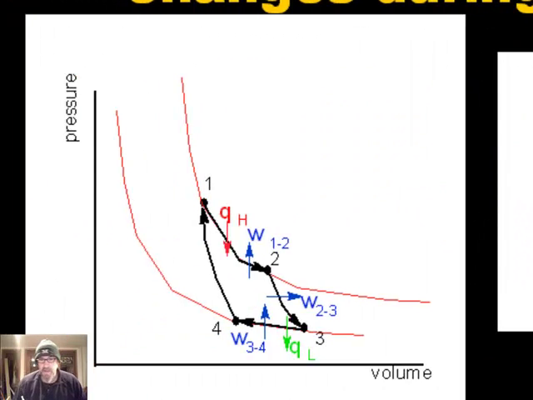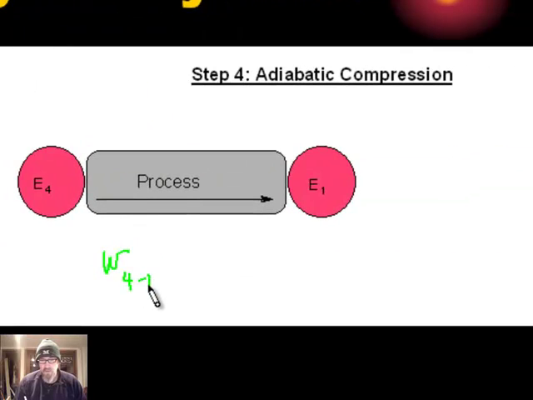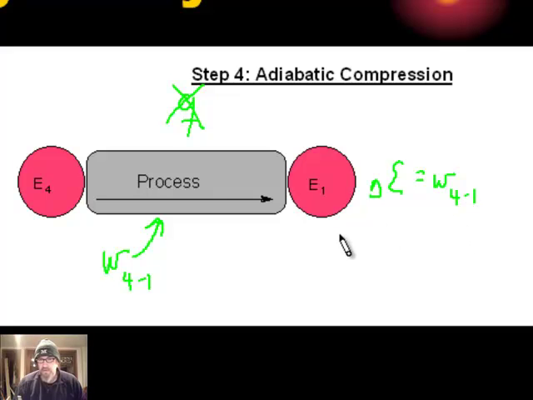The last step is an adiabatic compression. Now in this adiabatic compression, we're going from here to here, 4 to 1, and that takes work. We'll call it work 4, 1. So there's an input to the system, but there is no Q in an adiabatic change. So that means the change in internal energy here for the system is equal to the work. It's work 4, 1. So that means E1 is equal to E4 plus the work done, work 4, 1.